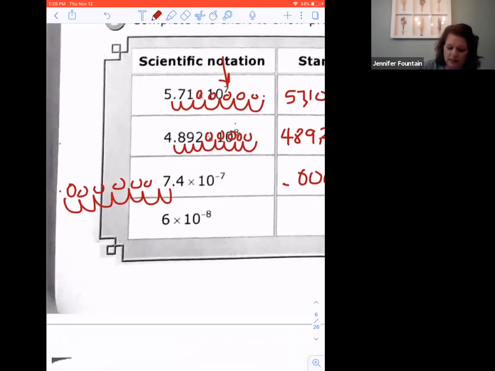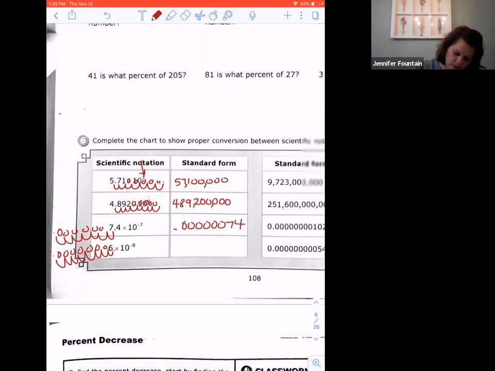The number 6 times 10 to the negative 8. I need to move to the left 8 places. Remember, my decimal starts after my 6. So 1, 2, 3, 4, 5, 6, 7, 8. My decimal now is there. Backfill with zeros. So I have 1, 2, 3, 4, 5, 6, 7 zeros, and then the number 6. Okay.